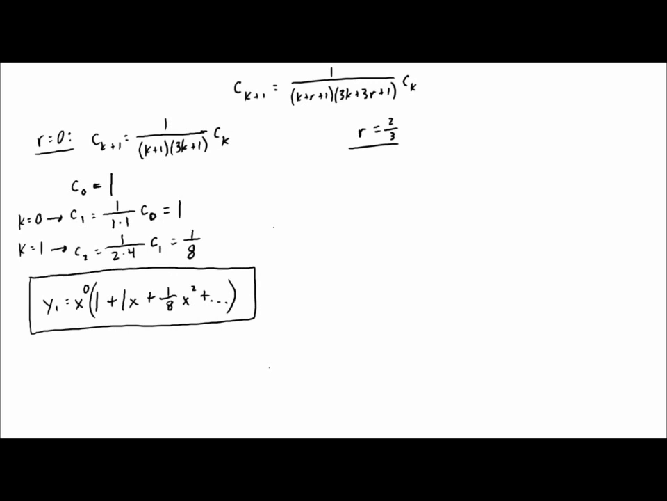For my second solution, again, let's assume that C_0 is 1. Oh, I'm sorry. First, I need to figure out what my relationship is here. So now I'm going to plug in r equals 2/3. So I get C_{k+1} is equal to 1 over (k plus, well, 2/3 plus 1 would be 5/3), and then (3k plus, well, 3 times r would be 2, plus 1 more is 3) times C_k.